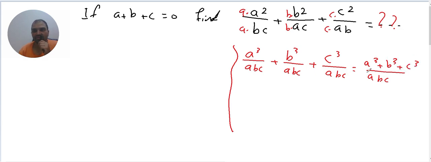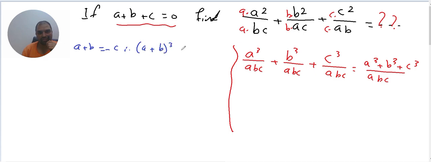So we want to find the value of a power 3 plus b power 3 plus c power 3 from this information. You can write the steps here. First step, you can write a plus b equivalent to negative c. And next step, put power 3: a plus b all power 3 equivalent to negative c all power 3.